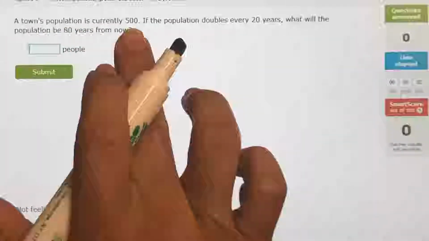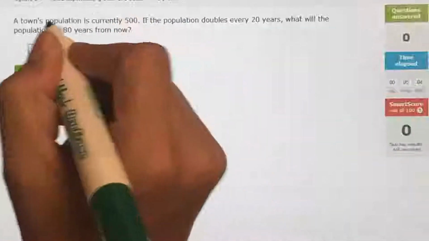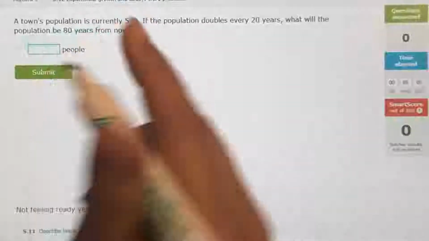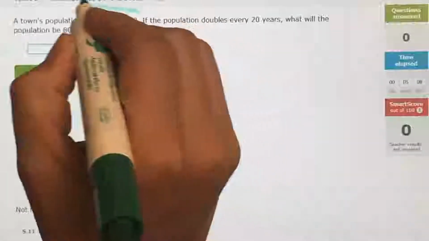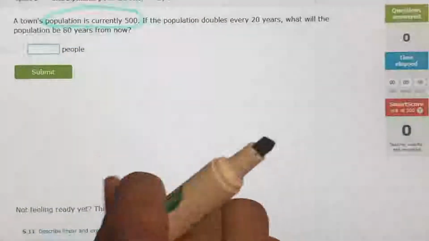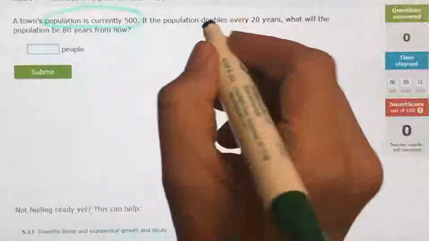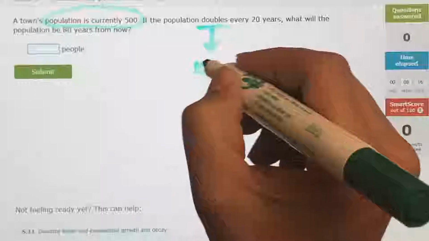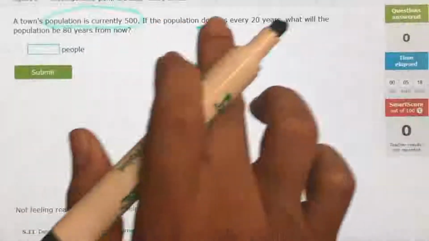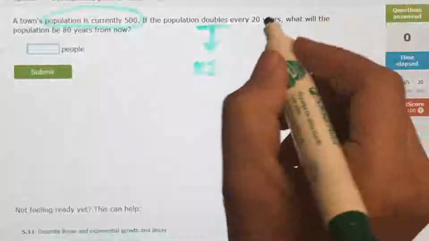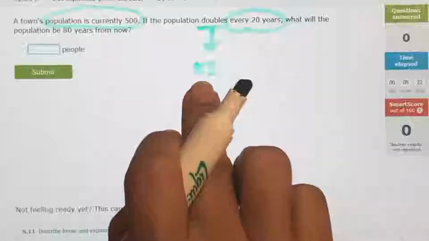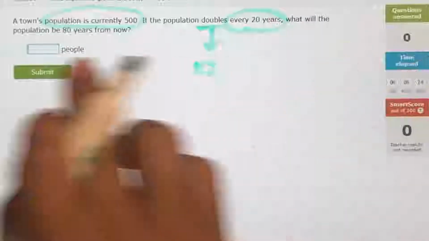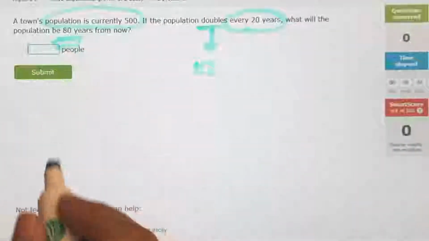A town's population is currently 500, so I need to know that. The population is currently 500. So I'm going to go ahead and underline or circle that because I need that. It says if the population doubles. So before I read any further, what does doubles mean? Double means I'm going to multiply by what? By 2. So it's going to double every 20 years. So it's going to be multiplying by 2 every 20 years. What will be the population 80 years from now?